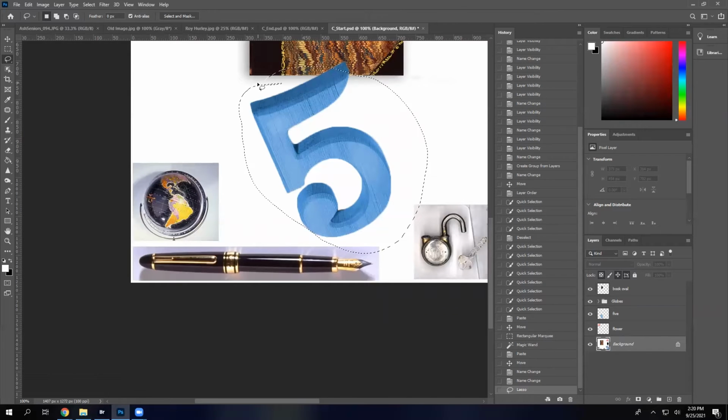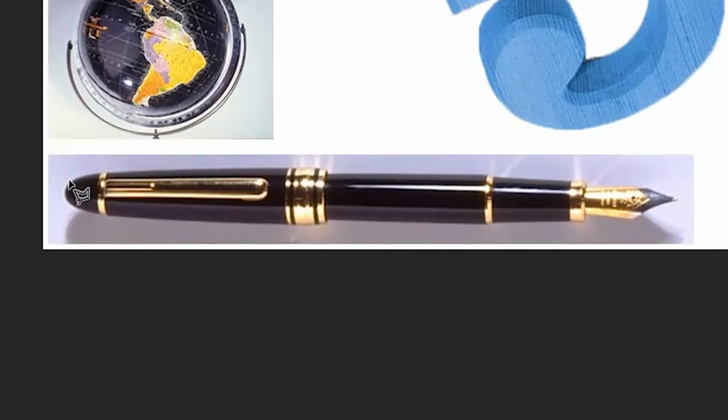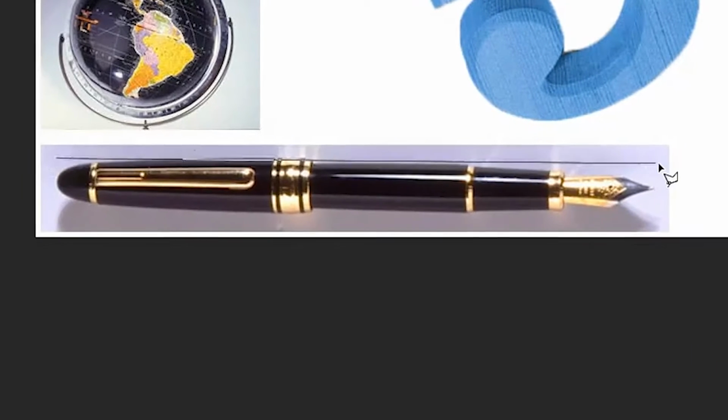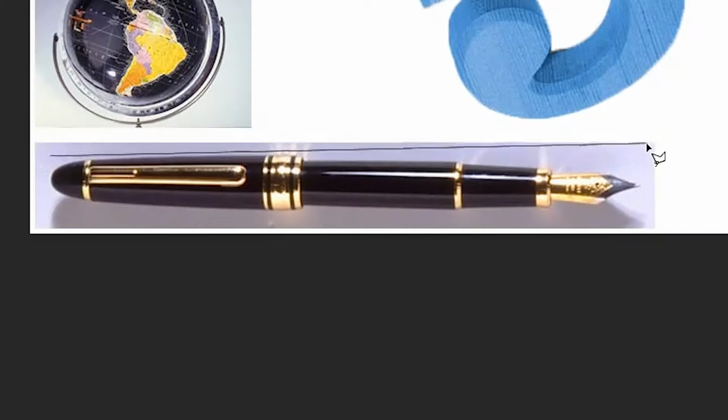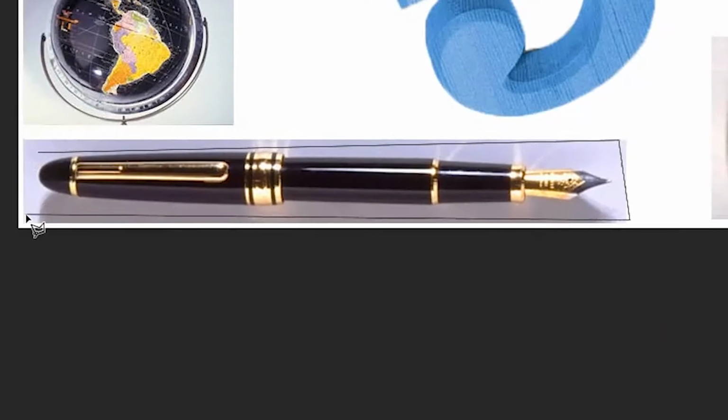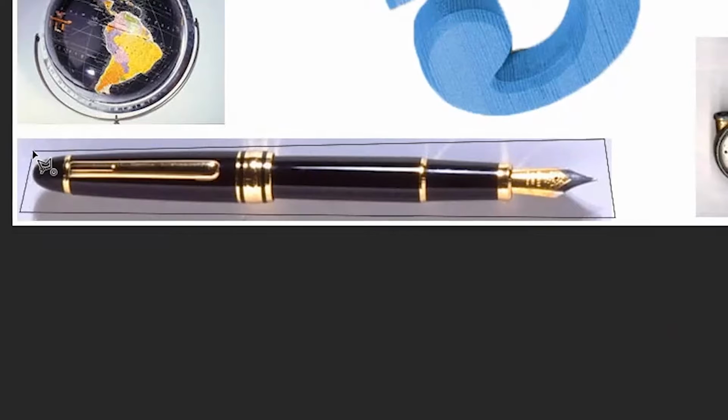We can use any of these tools in conjunction, but we also have the magnetic lasso tool and the polygonal lasso tool. Let's use the polygonal lasso tool first. With this one, we click and create points. I click, it creates a point. I move my mouse and click again, it makes another point, so I can make a polygon. But I can make much more than a polygon.